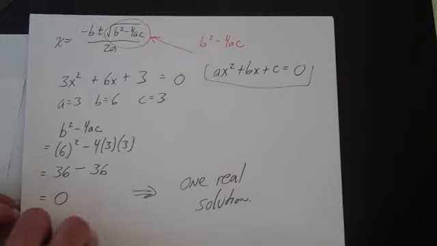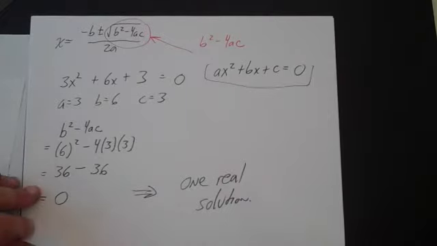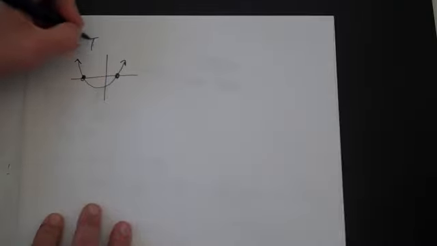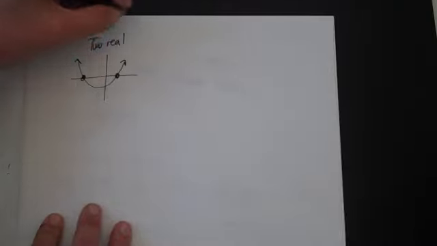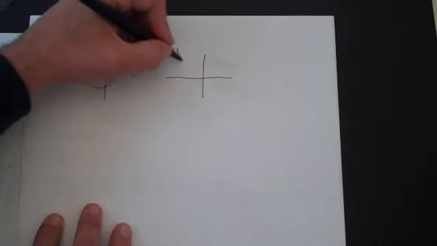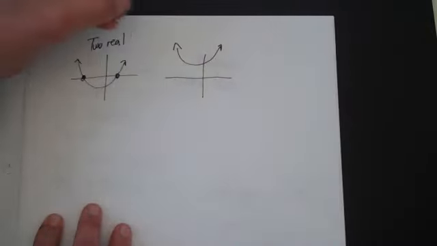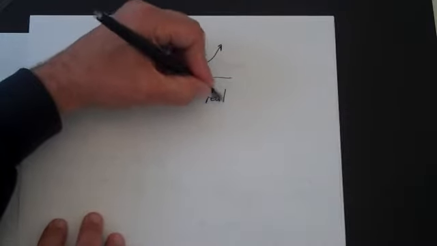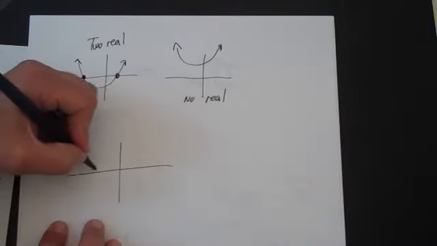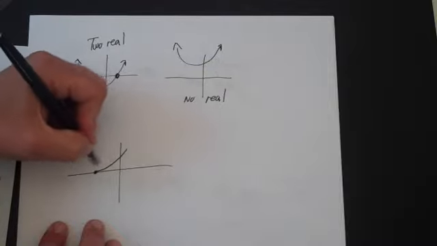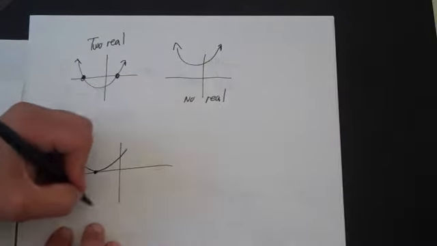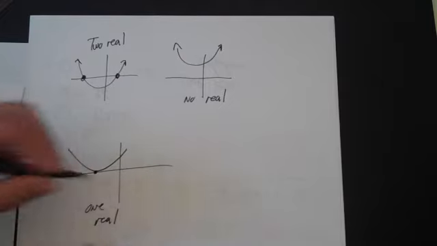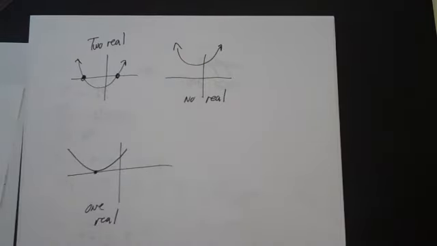That's how you use the discriminant to determine the number of real solutions. If you want to think about what that means graphically, 2 solutions is just 2 x-intercepts. So that's 2 real solutions. No real solutions is a case when you have a parabola which does not cross the x-axis, so that's no real solutions. And 1 real solution is a case where you have a parabola which is tangent to the x-axis, so that would be 1 real solution. And that's how you use the discriminant to determine the number of real solutions.